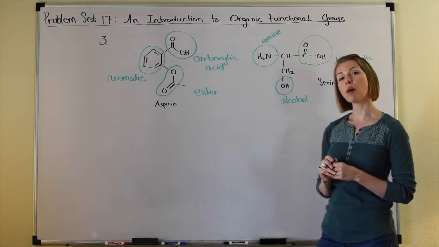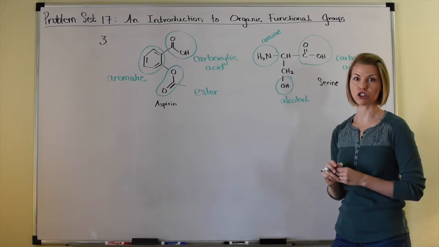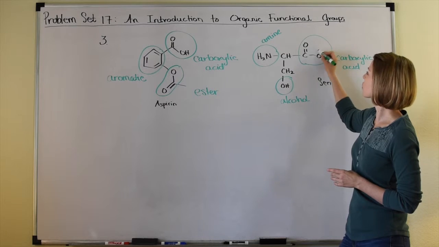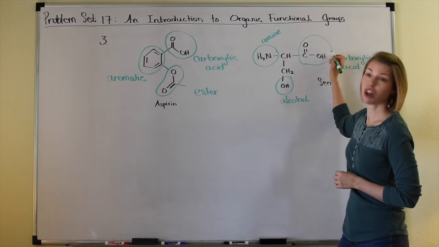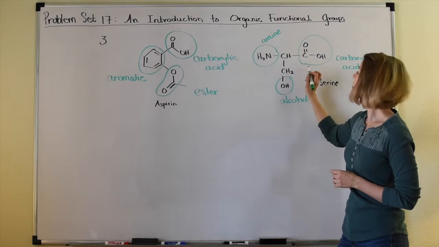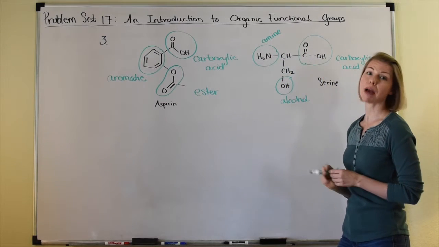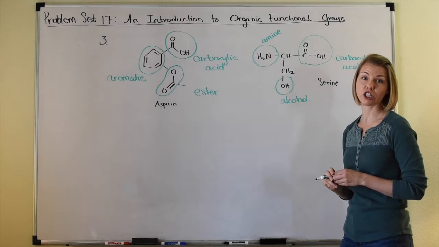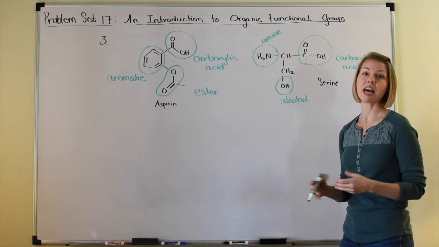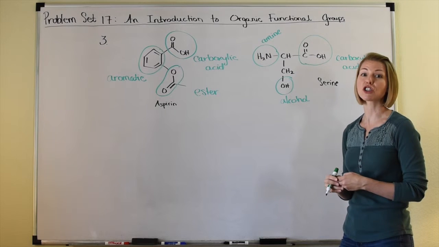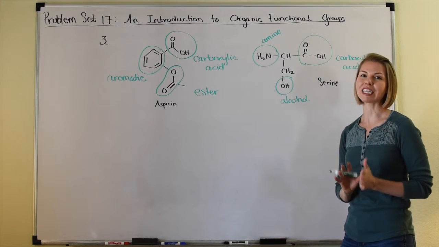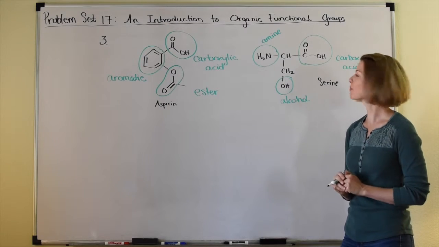Now, one of the most common mistakes I see introductory students making in a problem like this is that they circle this OH and call it an alcohol, and they circle this carbonyl and call it a ketone. When the carbonyl is directly bound to the OH, it is a carboxylic acid. It has different chemistry than an alcohol. So make sure that you can recognize that as a carboxylic acid. Don't call it a ketone and an alcohol.